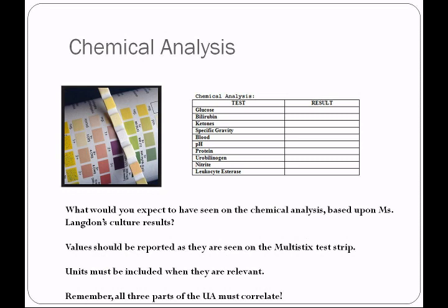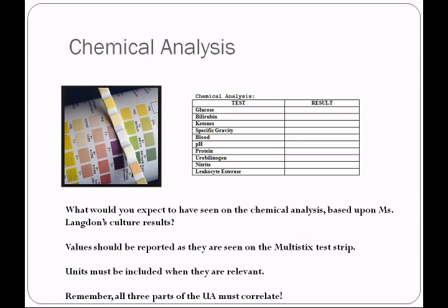The chemical analysis is to be considered next. Think about what values are normal and what values would be abnormal in a person with a urinary tract infection. These things were addressed in lab and written on the board, so go back and take a look at your notes and think about what we might have seen in Ms. Langdon's urine, considering the high number of Escherichia coli found in her urine. The values should be reported as they are seen on the multi-stick test strip. If there is a unit reported, then it should be included in the result.